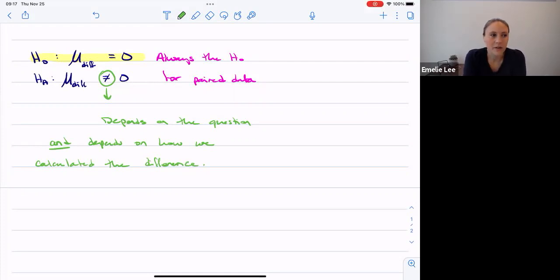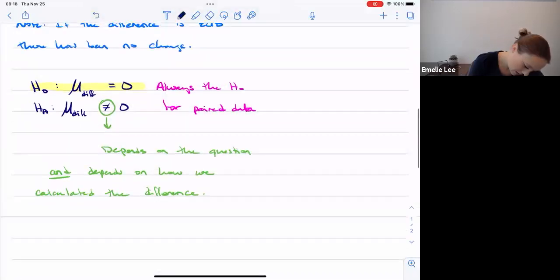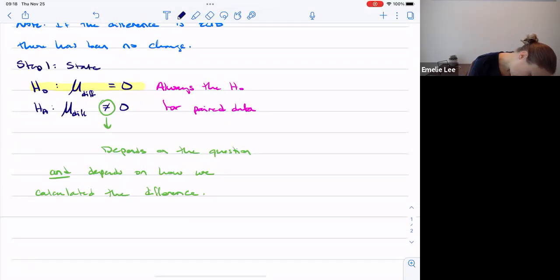So in terms of the null hypothesis, that's great. We always know what it is. As soon as you've identified paired data, then you're kind of off to the races, because you know how to treat a one sample mean problem, right? And so now this would be our step 1, right? State the hypotheses.